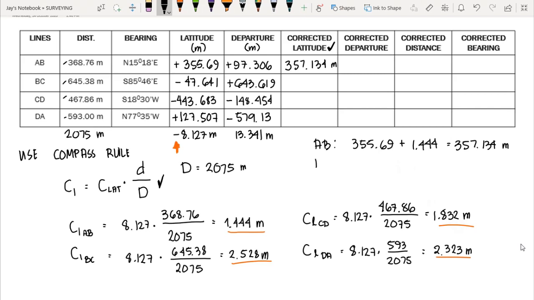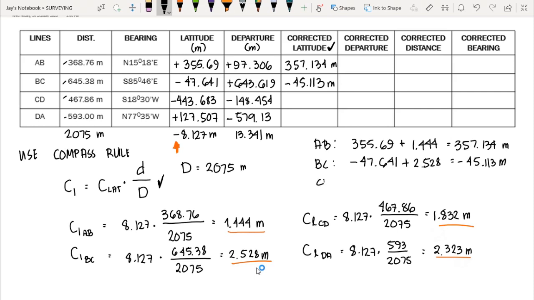Then for BC, the latitude is negative 47.641. Then again, we add the correction, since we are lacking length. The correction of BC is 2.528. Don't forget to include the sign of our latitude value. We have negative, so that means we have negative 45.113 meters.